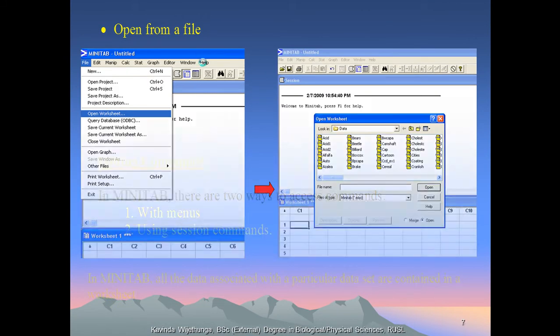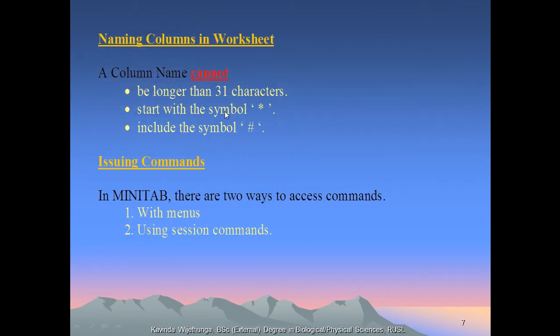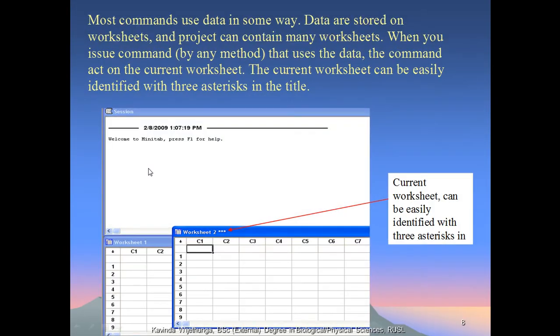Then open file. You know how to open a file. For naming columns in a worksheet, column names cannot be longer than 31 characters, cannot start with an asterisk sign, and cannot include the hash symbol. And you can issue commands in two ways: one is with the menu, and the second is using session commands.